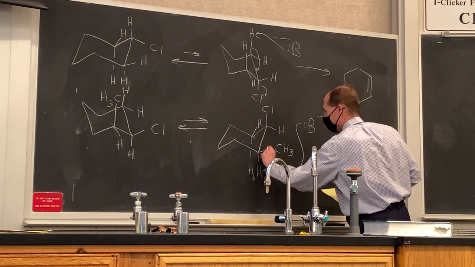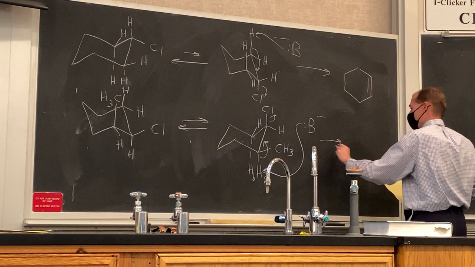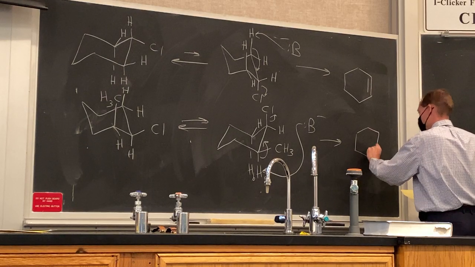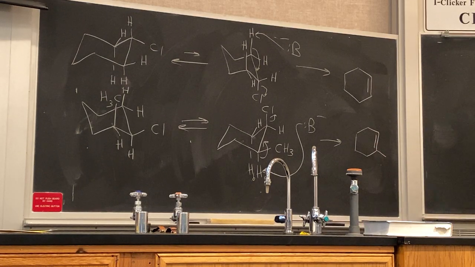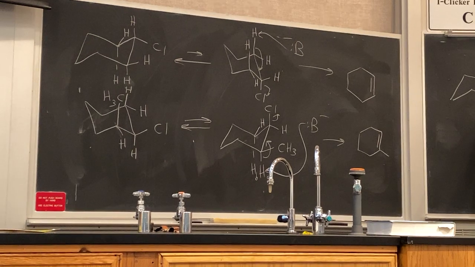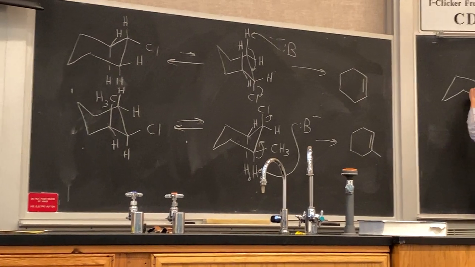Okay, so we deprotonate HA, displace our leaving group, and we get this tri-substituted alkene as our major product. Any questions? Okay, so now let's look at the trans diastereomer. Here we have the cis diastereomer, but let's draw the trans. Okay, now our chloride is pointing down and our methyl group is pointing up.